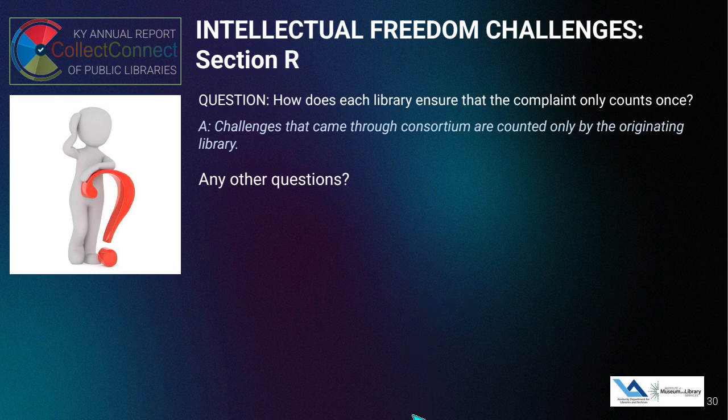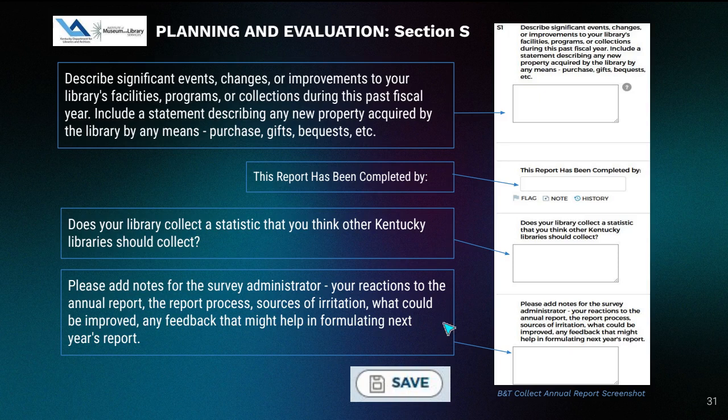All right, let's go ahead and head on to section S, Planning and Evaluation. So this S1 right here is, you're going to describe significant events, challenges, improvements, programs, collections, something that happened in the past year. It does not need to be an essay. What I would recommend is getting an outline of this S1 ready before you even start the annual report, because as you go through each section of the annual report, you'll want to add notes saying, oh, here's what happened with the finance issues.